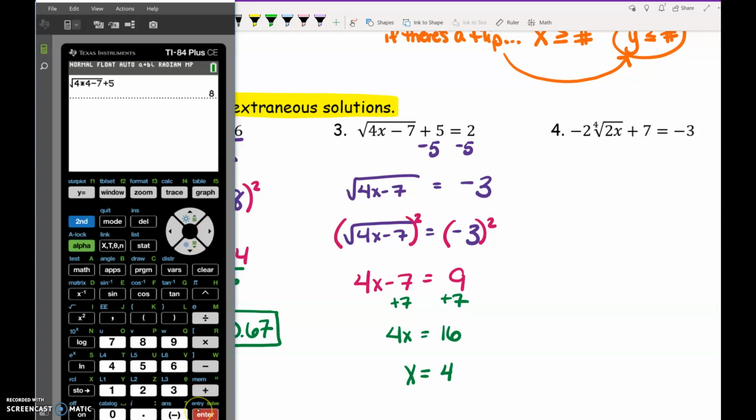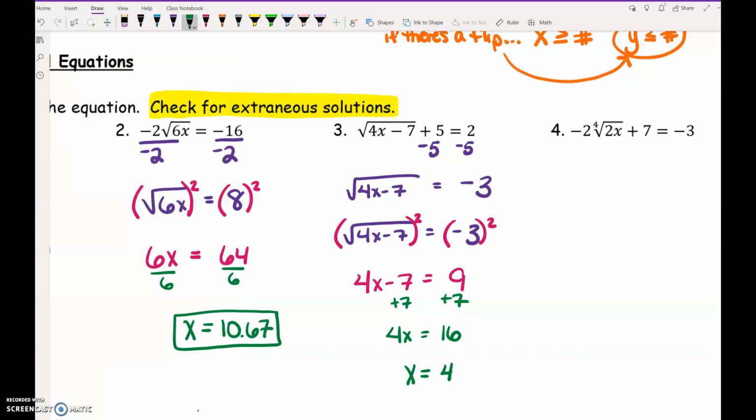Plus 5. It's supposed to equal 2, but it actually equals 8. Why? This is an extraneous solution. It doesn't actually work. Now, I want to show you where this problem went crazy. It went crazy right here.